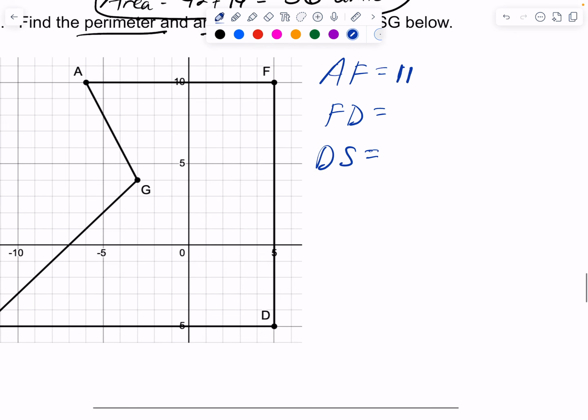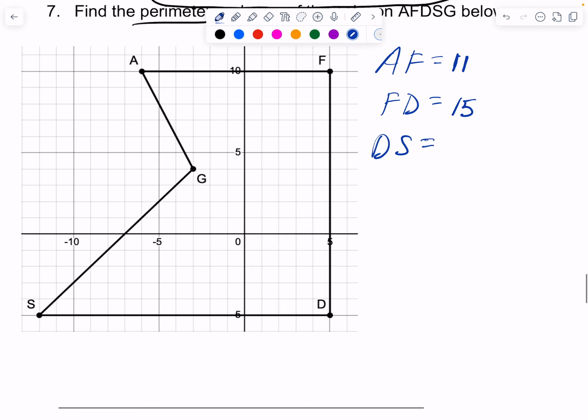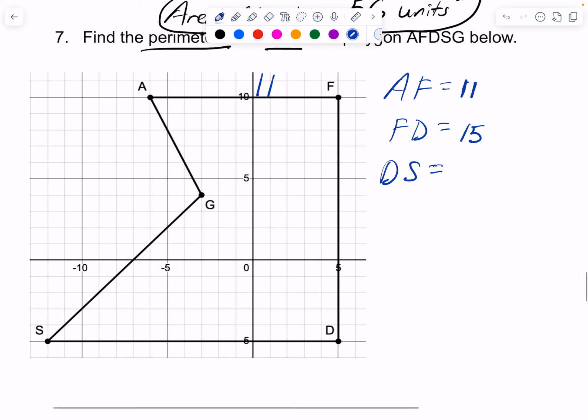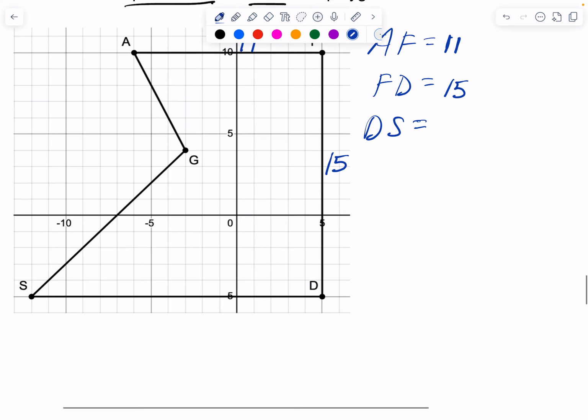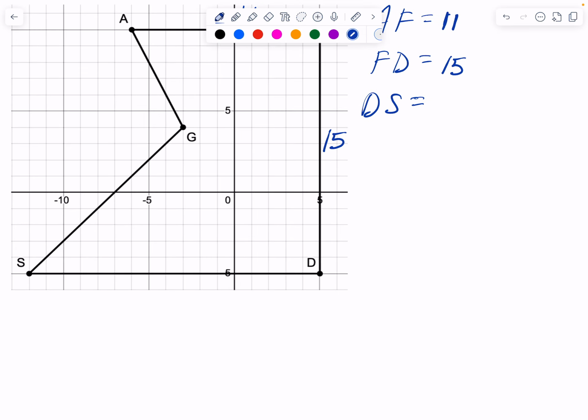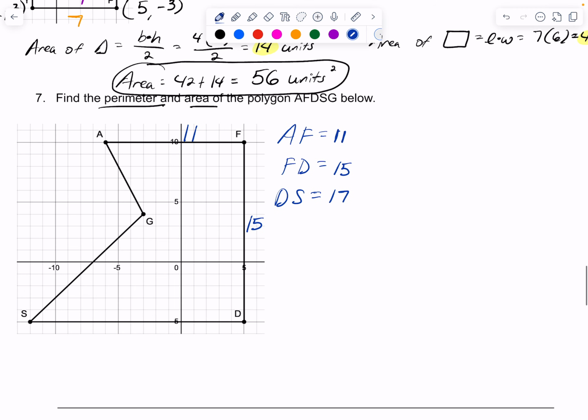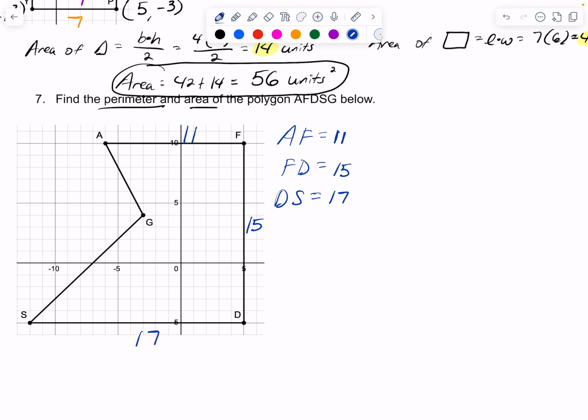FD is 1, 2, 3, 4, 5, 6, 7, 8, 9, 10, 11, 12, 13, 14, that's 15 units. And I can put those up here. So that's 11. That's 15. And then DS is 1, 2, 3, 4, 5, 6, 7, 8, 9, 10, 11, 12, 13, 14, 15, 16, 17 units. All right. Now, if that's 17, I do need to figure out distance for AG as well as GS.